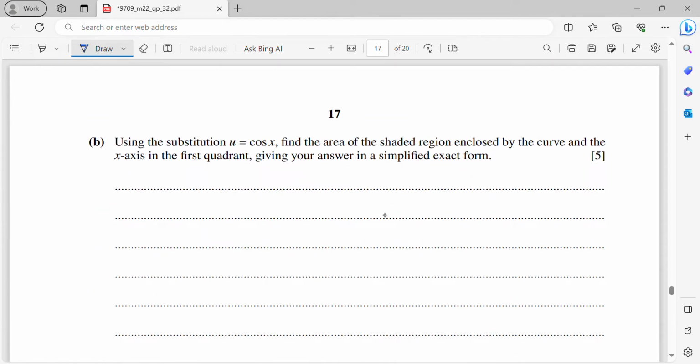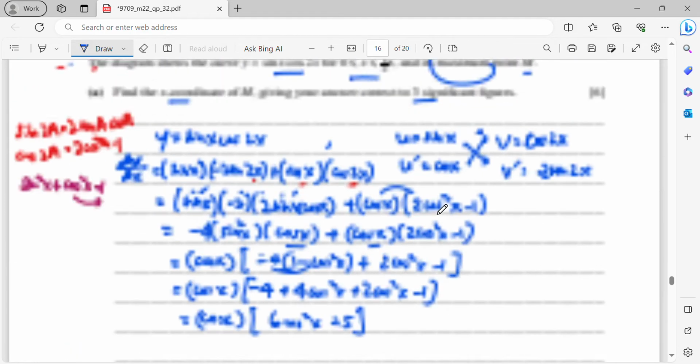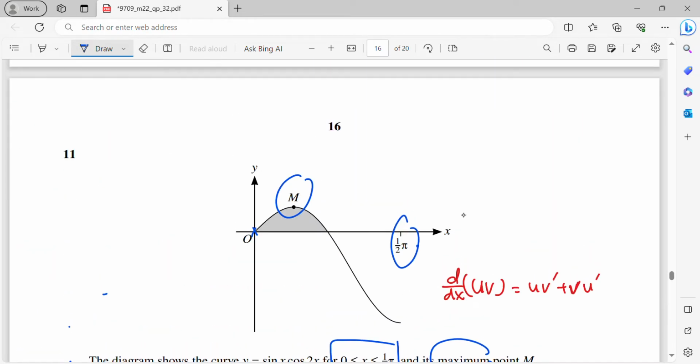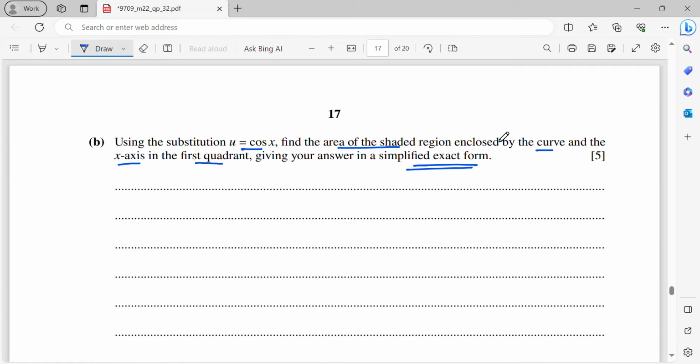Now B. Using the substitution u is cos x, find the area of the shaded region enclosed by the curve and the x-axis in the first quadrant, giving your answer in the simplest exact form. So now look at the graph here. We need to integrate from this 0 until this point. So now firstly I have to find what is this point. This point is when y equals 0. Okay. Then later we will do integration.